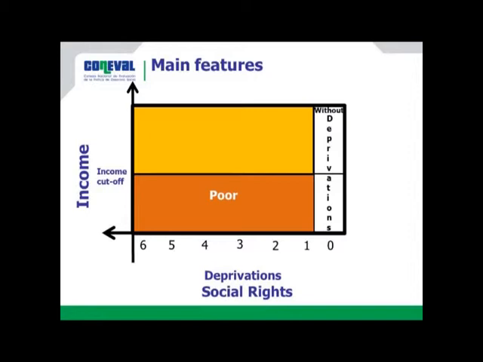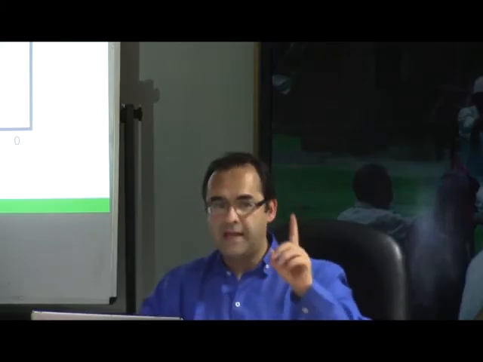So the task is putting all Mexicans on that square. We're going to put them there, and we'll classify them by income and by the deprivations on social rights, from right to left. If I have time later, I'll talk about the thresholds we chose. But let's assume that we have thresholds in our 6 dimensions on the social rights.